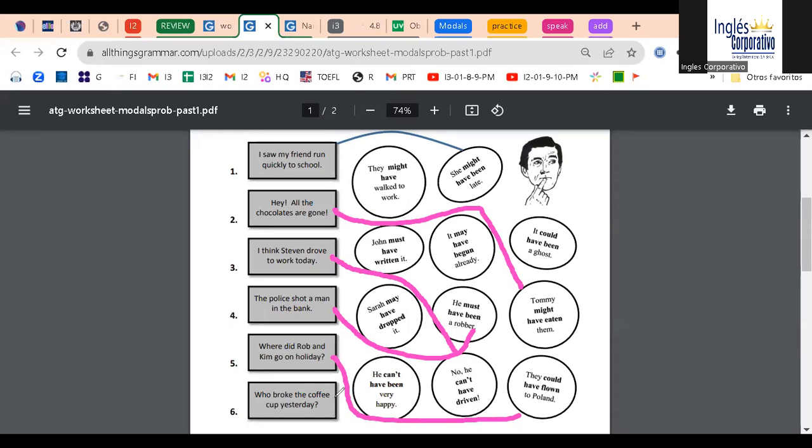What do you think? So there are two possibilities. Do you get it? It could have been a ghost. Yeah, I was thinking about it. Yeah, it could have been a ghost. Or what is the second possibility?